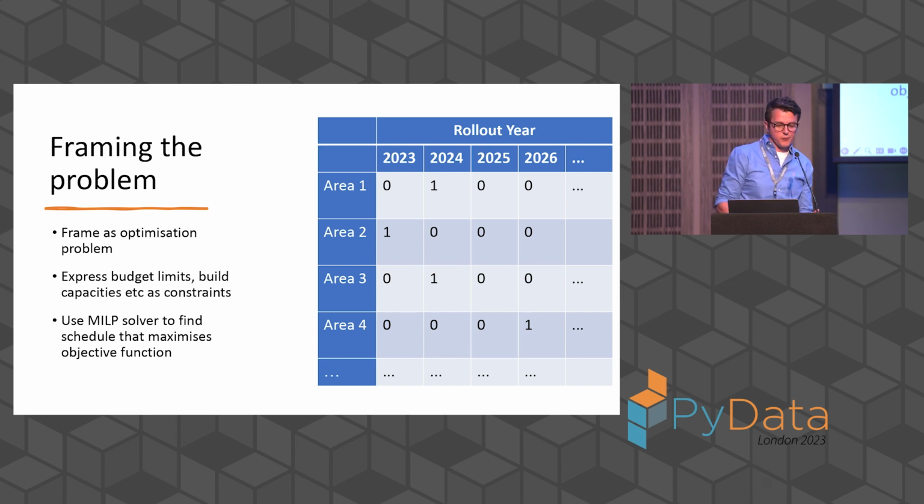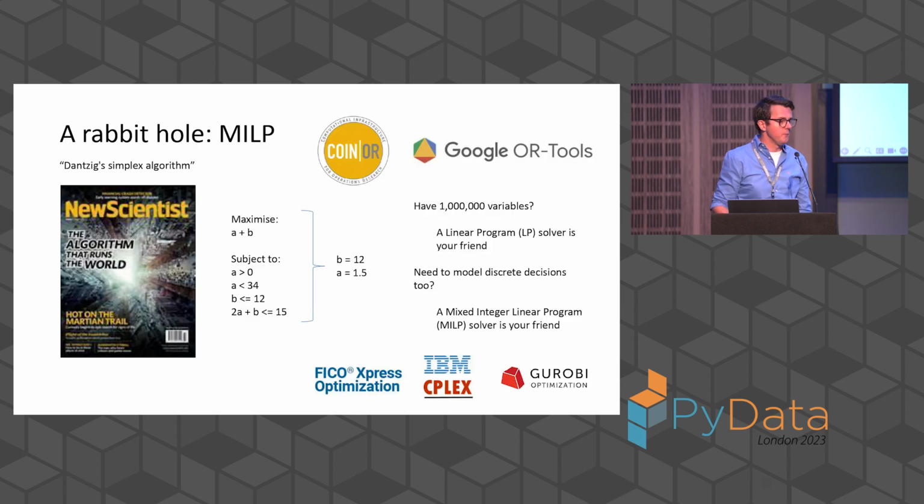So before I go a bit more into detail on that, let's just do a brief tangent about mixed integer linear programming, which is built a lot on Dantzig's simplex algorithm. If you haven't heard of this before, you might be surprised, but it's one of the algorithms that runs the world. It chooses all sorts of things around you.